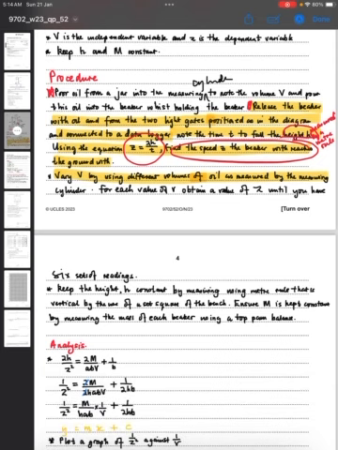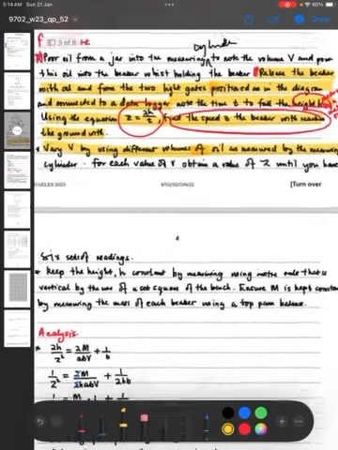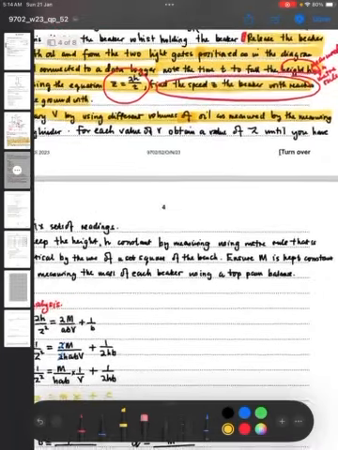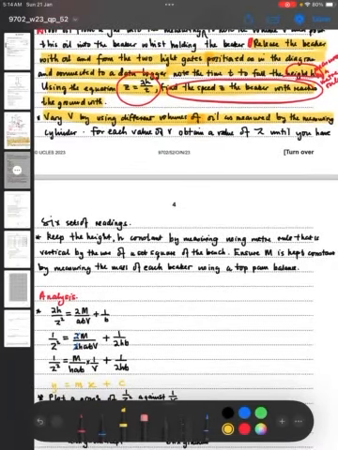Okay, that is fine. Then finally, the final step of the 3 stages of this procedure, which you must always write, is how to keep what we say to keep constant. For example, how to keep the height constant. How do you ensure that the height from which the beakers are falling is always kept constant? So here I say keep the height h constant by measuring using a meter rule that is vertical, and by use of a set square on the bench.